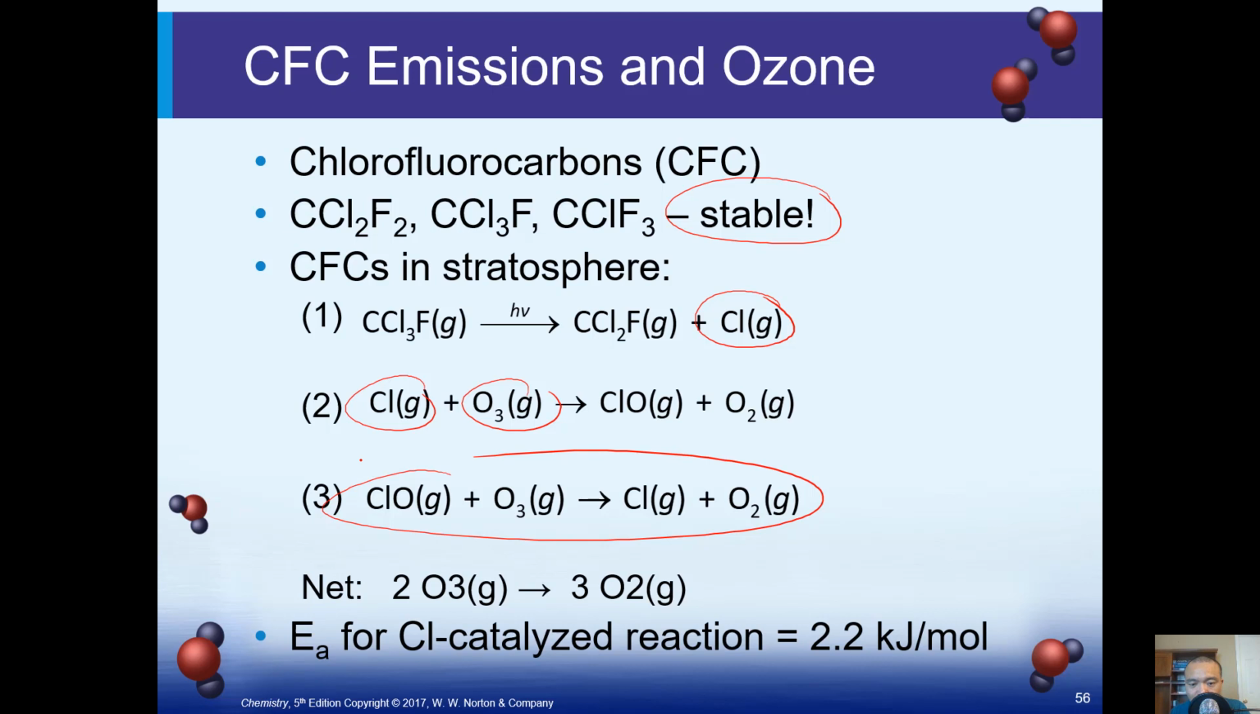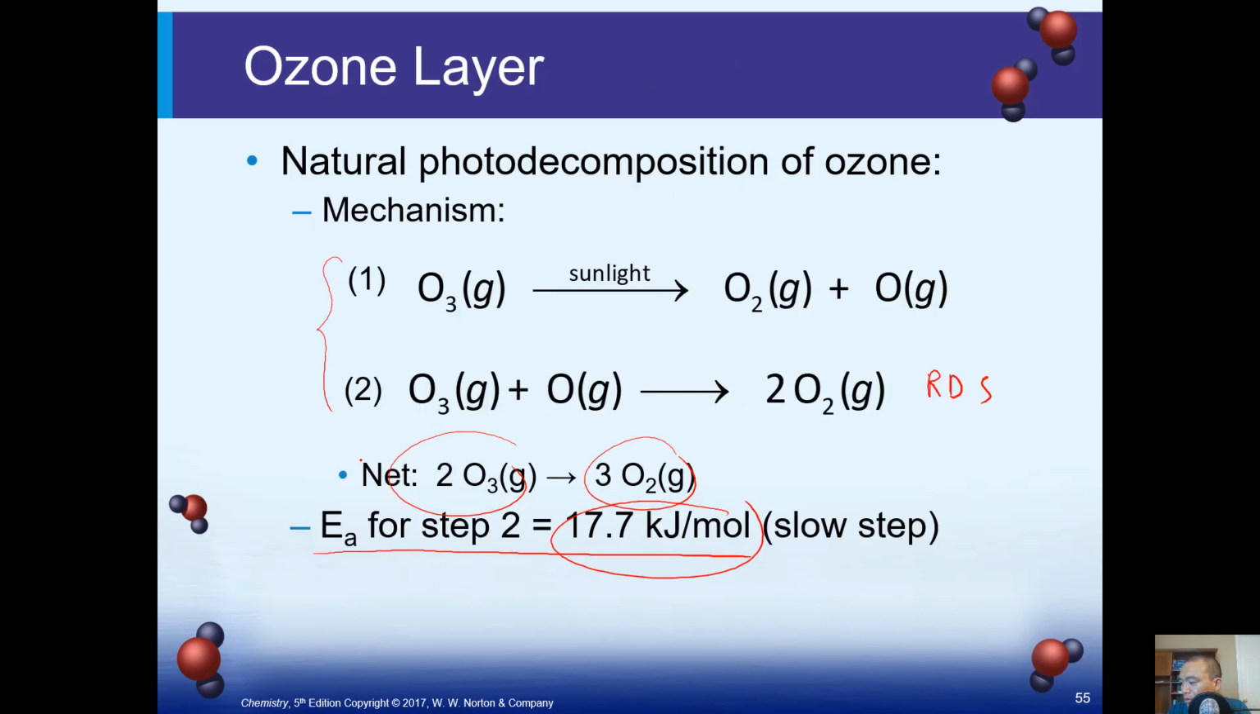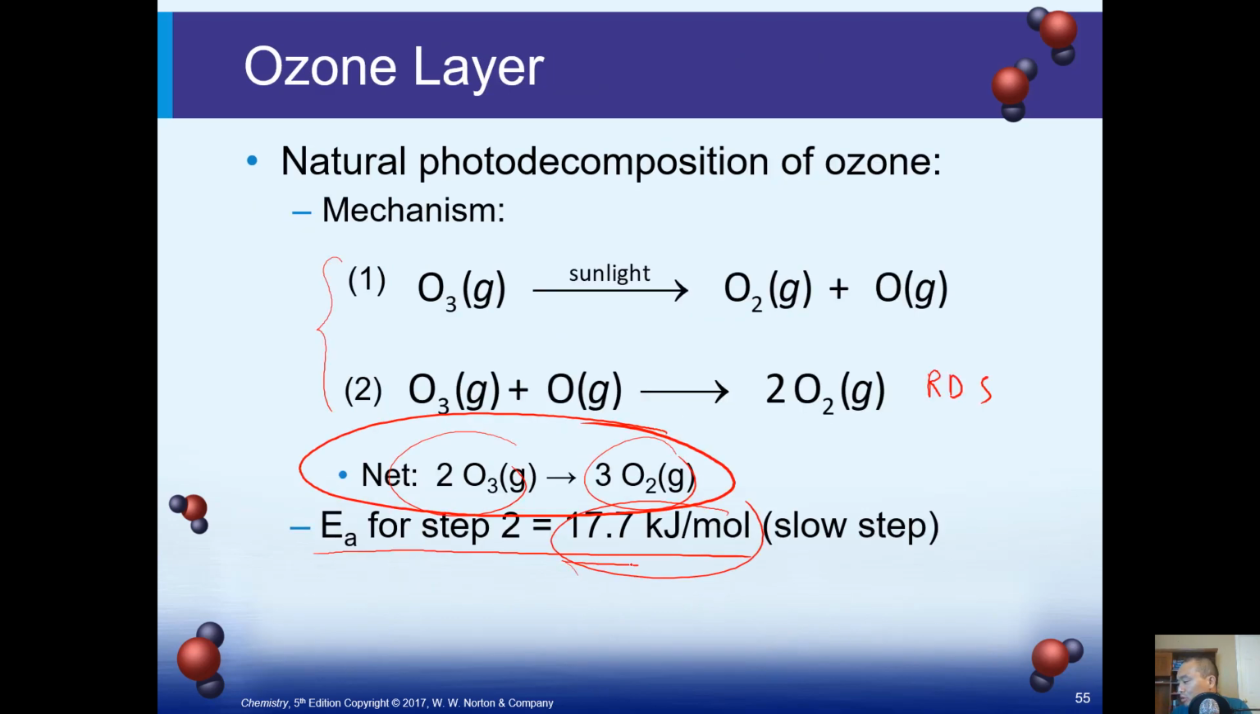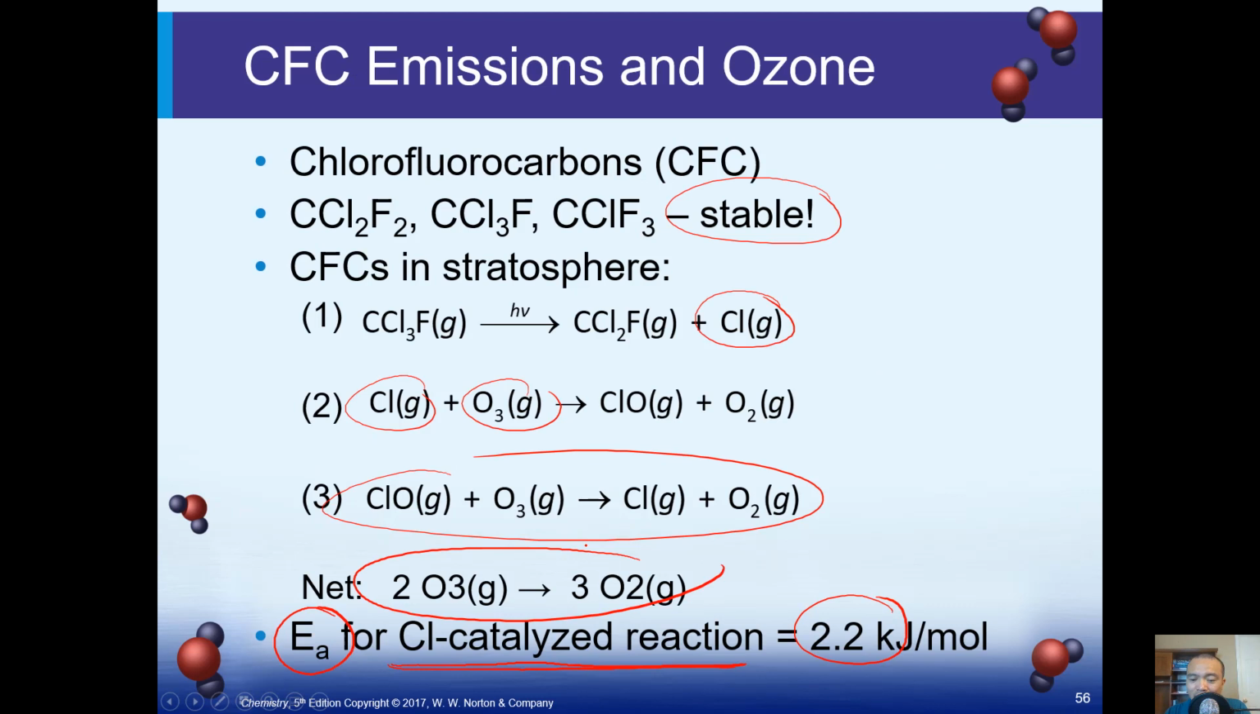Please note the overall reaction is the same as that for the natural photodecomposition of ozone from the previous slide, as you can see over here. The net reaction for the natural process and the net reaction for the catalyzed reaction. But the difference is that the activation energy for the chlorine catalyzed reaction is 2.2 kilojoule per mole, which is much smaller than the previously determined 17.7 kilojoule. So the catalyzed process is much faster according to the Arrhenius equation.